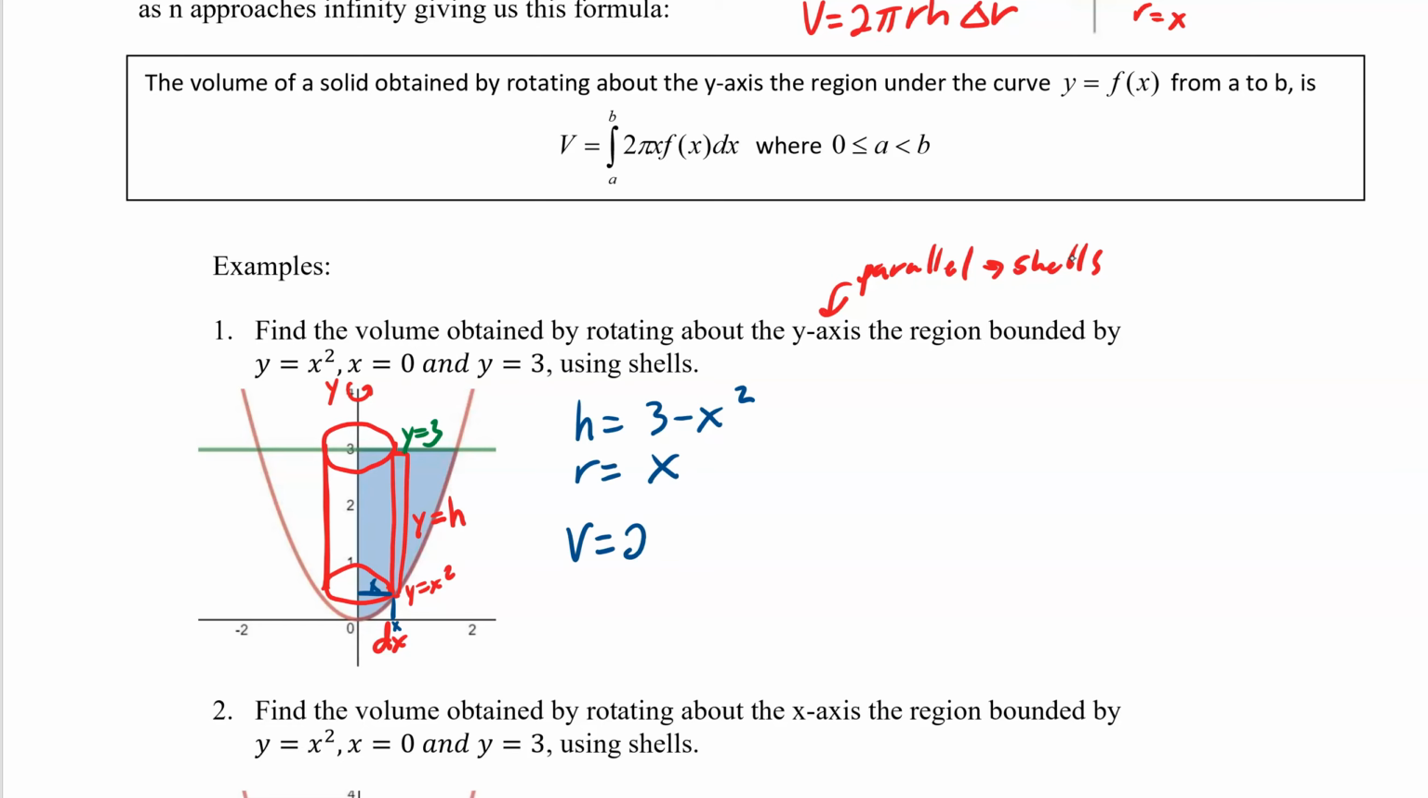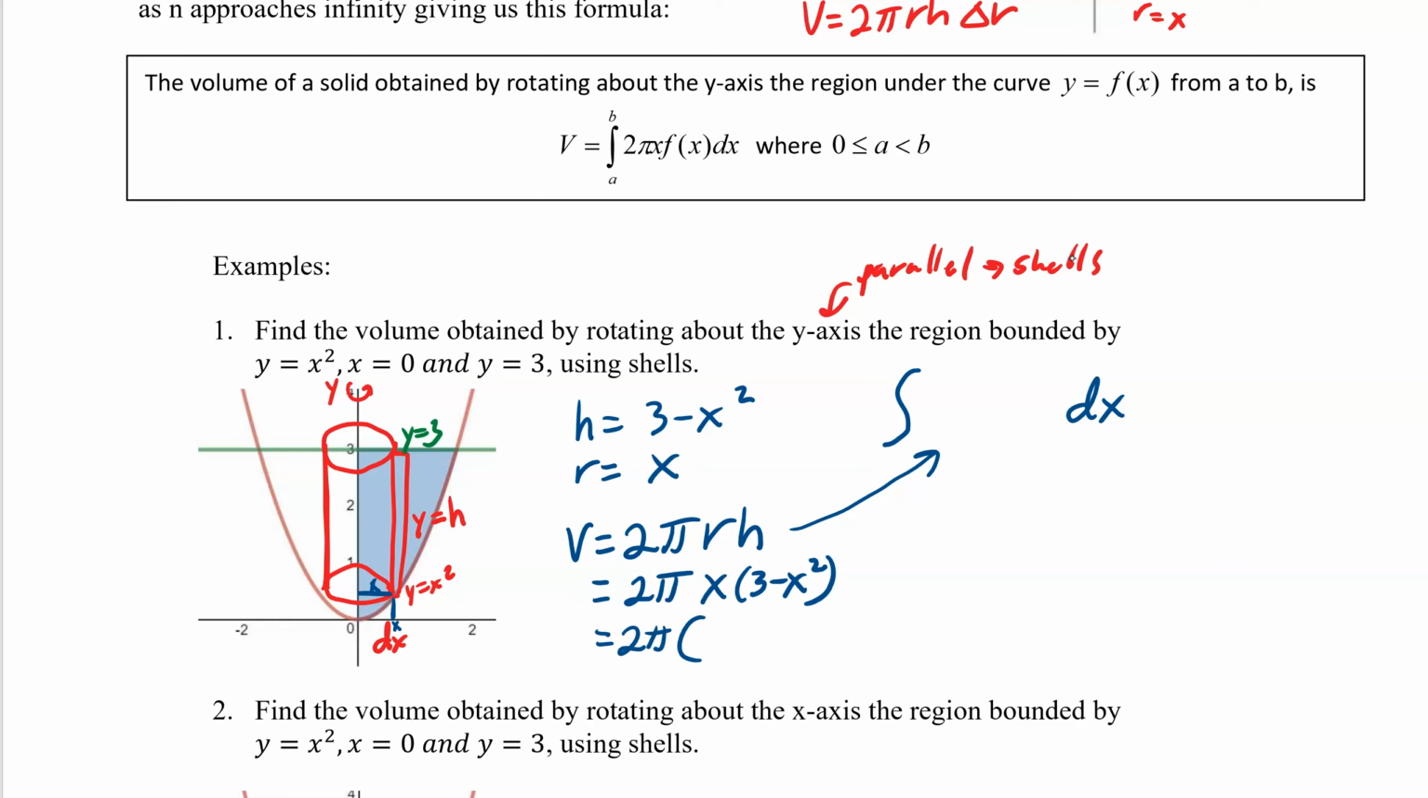And our volume is 2 pi r h. I don't want to put the dr on there, or the dx in this case. I just want to make a nice formula that we can plug in, using our basic formula from before, where we know our thickness is here, and then we're just going to plug that in here. So 2 pi x times 3 minus x squared, and then that would become what we need. If we do a quick little distributing, that's 2 pi, and we're going to put that outside. This would be 3x minus x cubed. So that goes over here, 2 pi times 3x minus x cubed.